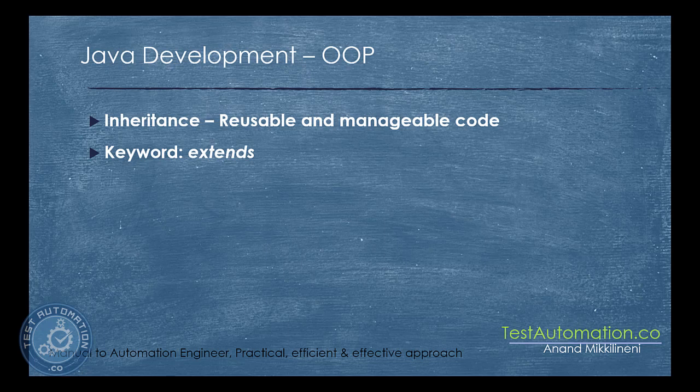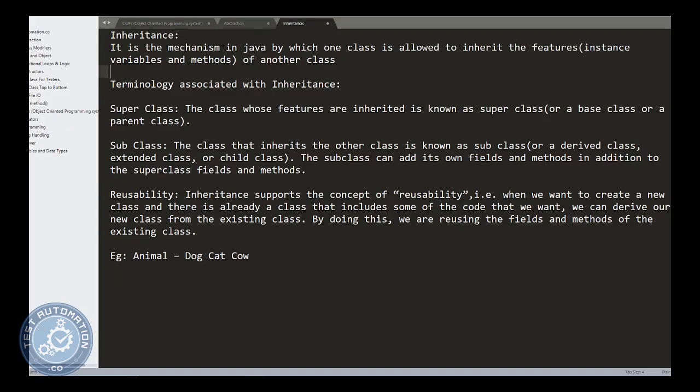And one important keyword that is associated with inheritance is extends. So if you are extending a certain functionality from a class to a subclass, we use the keyword extends. Let us take a look at some of the definitions here. Inheritance is a mechanism in Java by which one class is allowed to inherit the features, which are instance variables and methods, of some other class. The main terminology associated with inheritance is superclass, subclass, and extends keyword. A subclass is extended from a superclass.